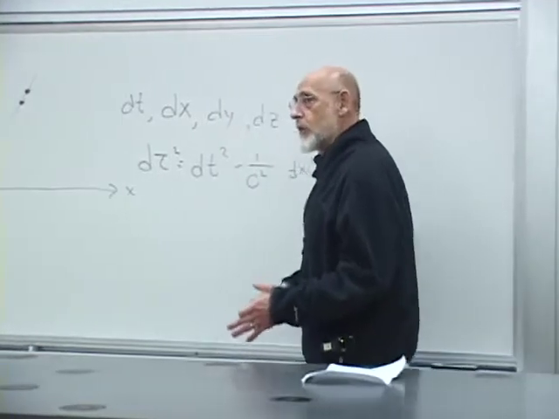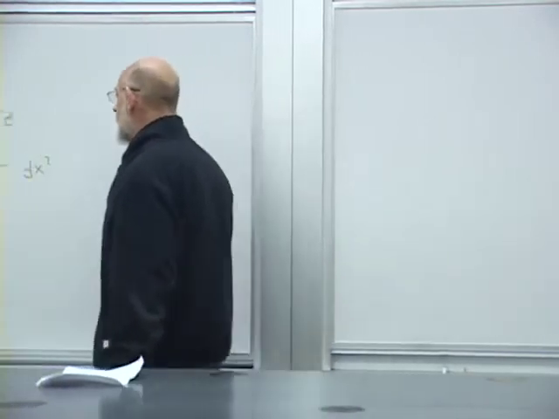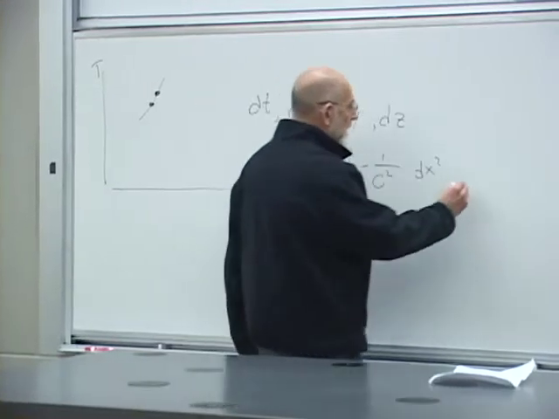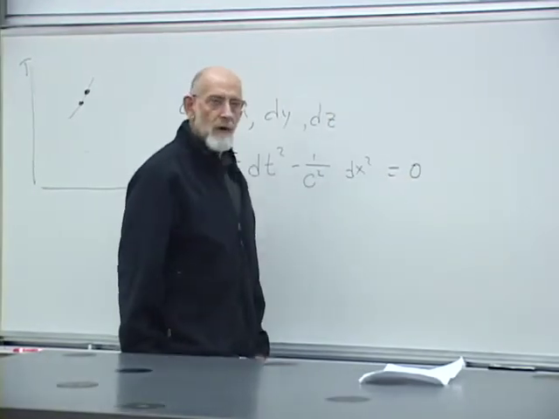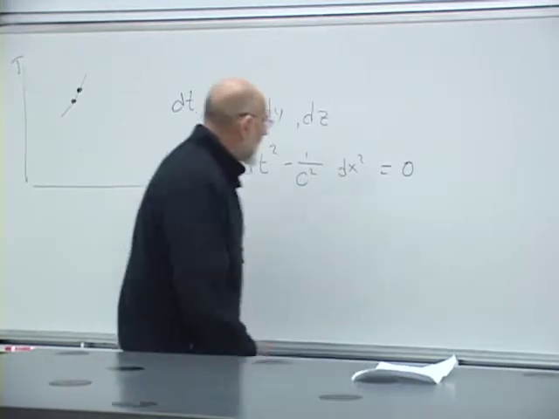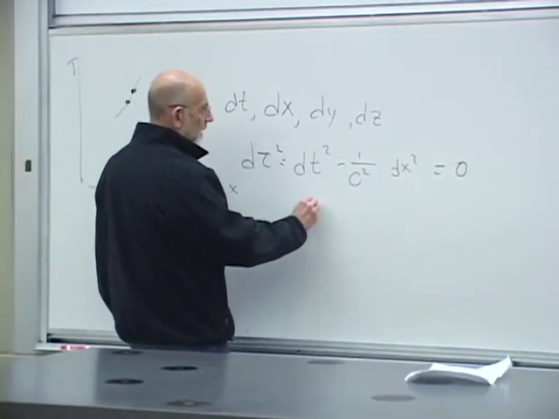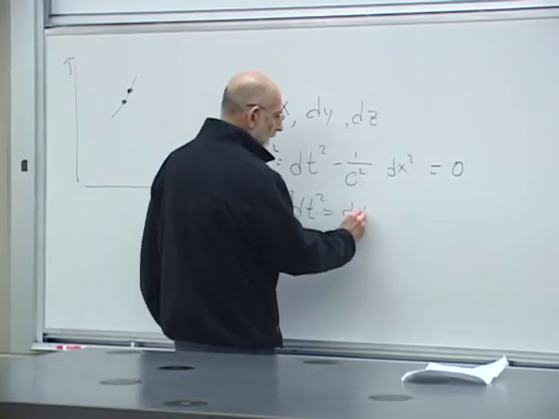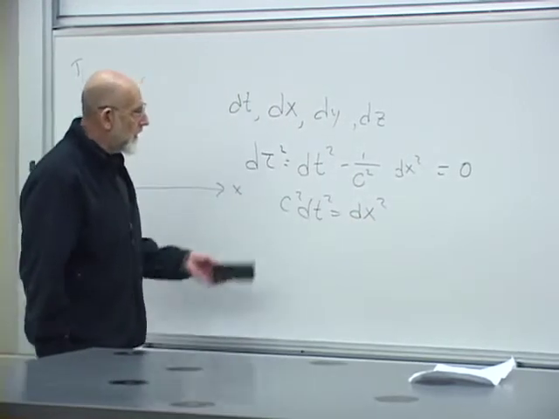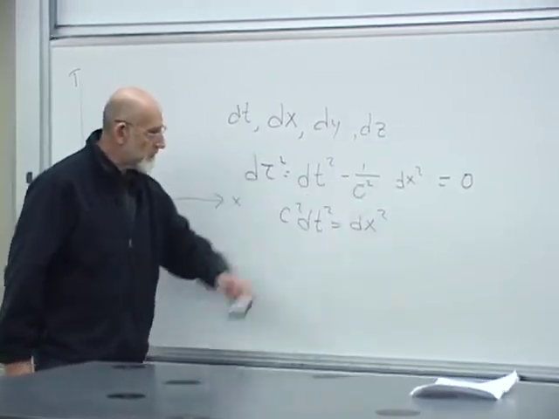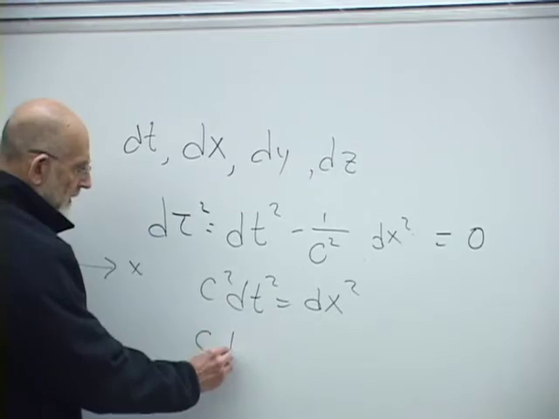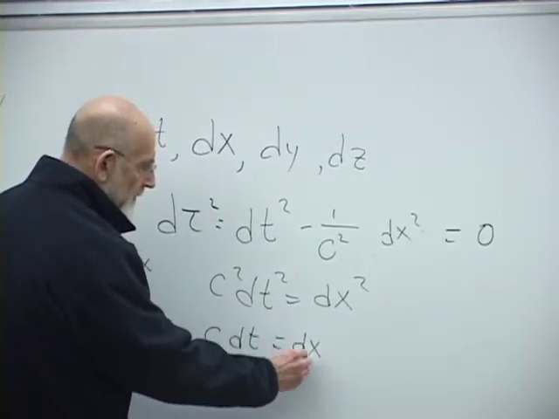So if you want to know what kind of trajectory a light ray consists of, you simply set the right-hand side of this equal to 0. So this is equal to 0 for the trajectory of a light ray. And another way to say the same thing is that c squared dt squared is equal to dx squared. I've just multiplied by c squared and transposed one side to the right. Or taking the square root, it says that c dt is equal to dx.